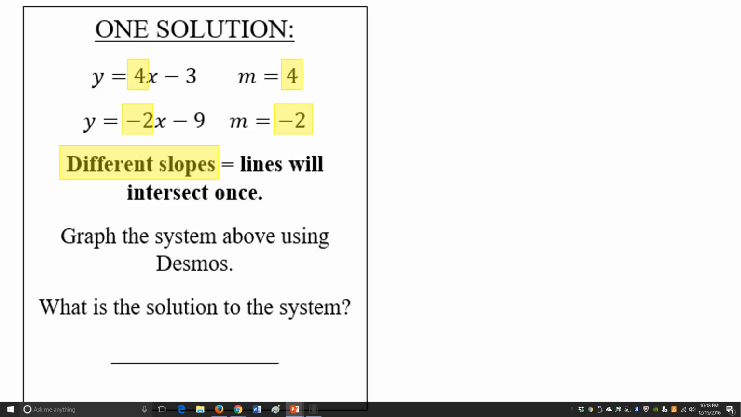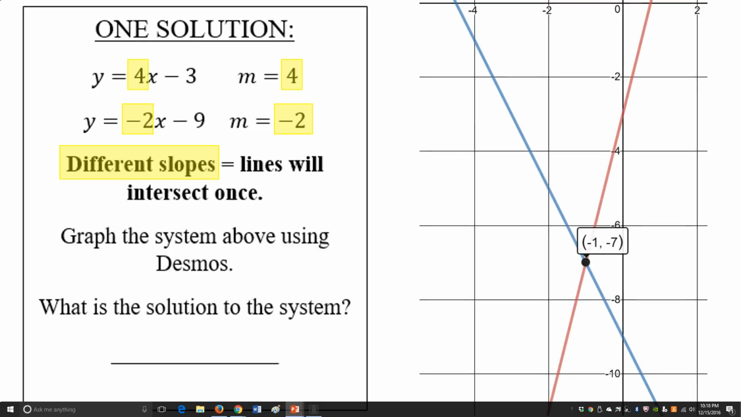So I'd like you to take a moment and to graph this in Desmos and make sure you can find the solution to the system by graphing. Once you've graphed it in Desmos, you should see something like this. So the solution is -1, -7.